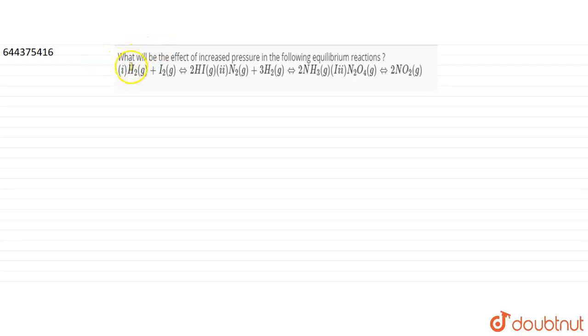Hello students, I hope you all are doing good. So today our question is like this. What will be the effect of increased pressure in the following equilibrium reactions? So we have different reactions and we have to identify, when we apply an increase of pressure on the equilibrium, what will be the effect on the equilibrium of these reactions.